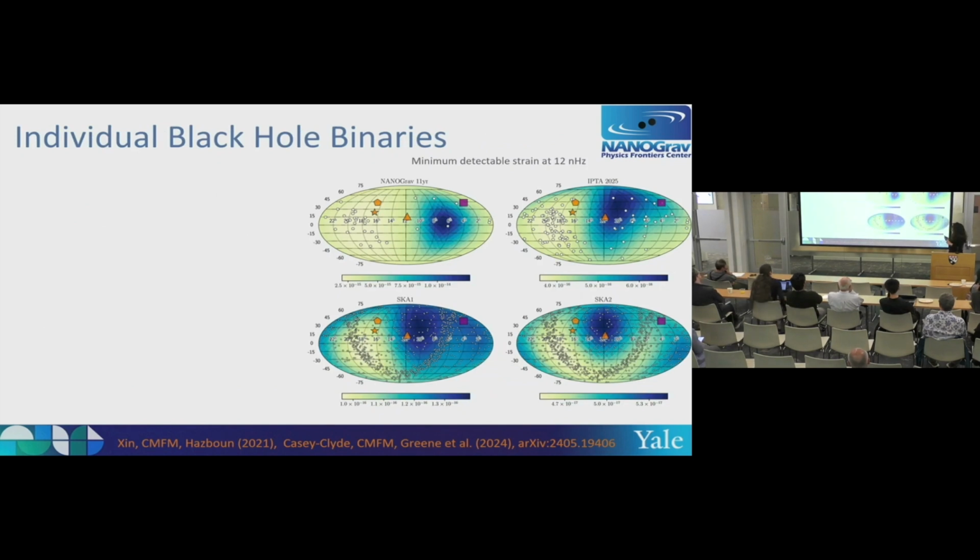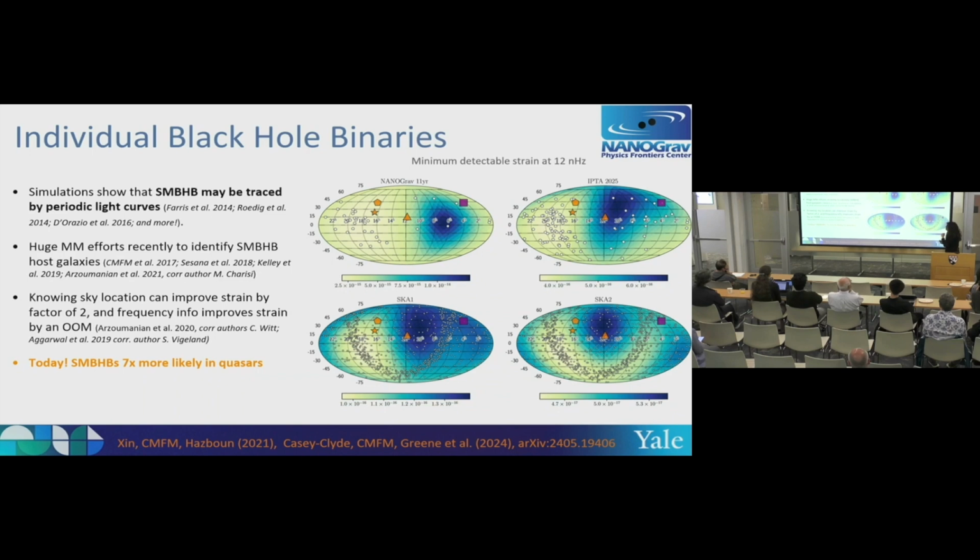Now, to find them, it's much better to look at individual galaxies. And so the reason that I'm really keen on doing targeted searches for supermassive black hole binaries is that on the data analysis side, if you do a targeted search for binaries, you can do 10 times better than if you were to do an all-sky or blind search. And today, my student, Andrew Casey Clyde, his paper appeared on the archive, the number is down here if you're interested, that showed that quasars are 7 times more likely to host supermassive black hole binary systems. So knowing the sky location and knowing a gravitational wave frequency sets you up to do a factor of 10 times better in the strain.